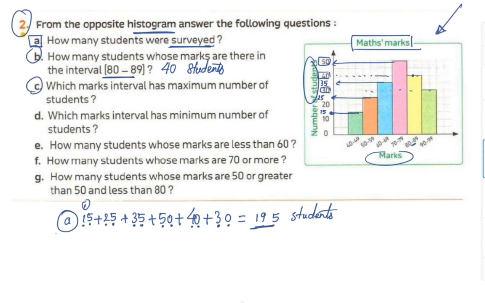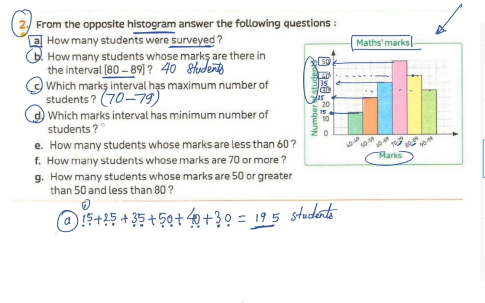Okay, C. Which mark interval has the maximum number of students? Which one of these intervals has the maximum? The greatest bar. The greatest bar here is at the interval 70-79. So from 70-79, it's the maximum number of students at this interval.